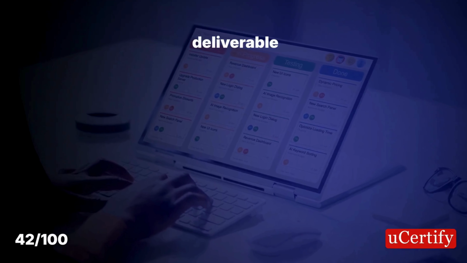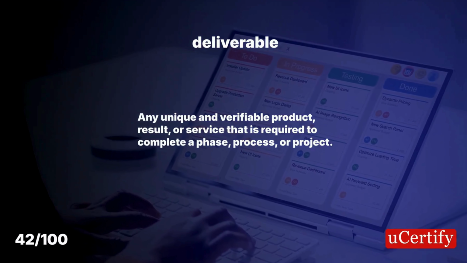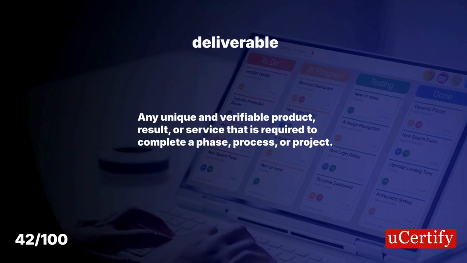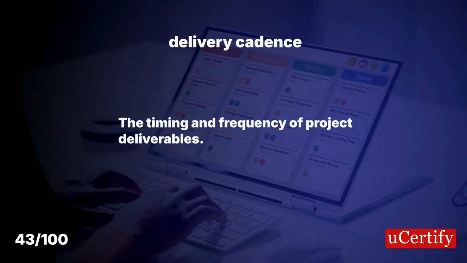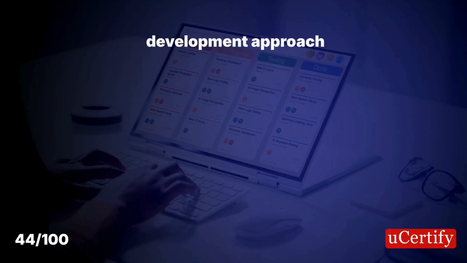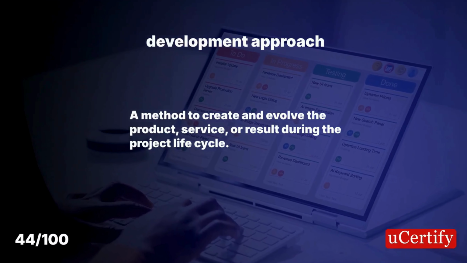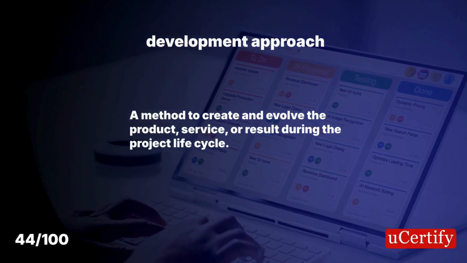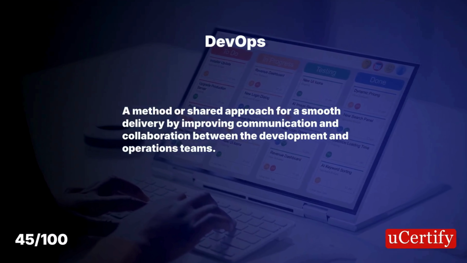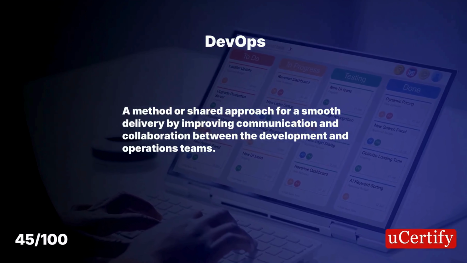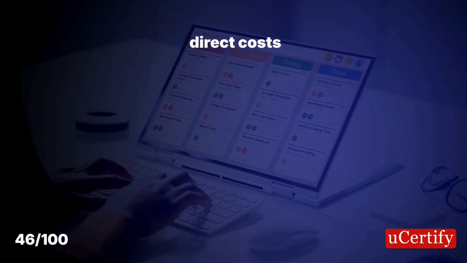Term: deliverable. Definition: any unique and verifiable product, result, or service that is required to complete a phase, process, or project. Term: delivery cadence. Definition: the timing and frequency of project deliverables. Term: development approach. Definition: a method to create and evolve the product, service, or result during the project lifecycle. Term: DevOps. Definition: a method or shared approach for a smooth delivery by improving communication and collaboration between the development and operations teams.